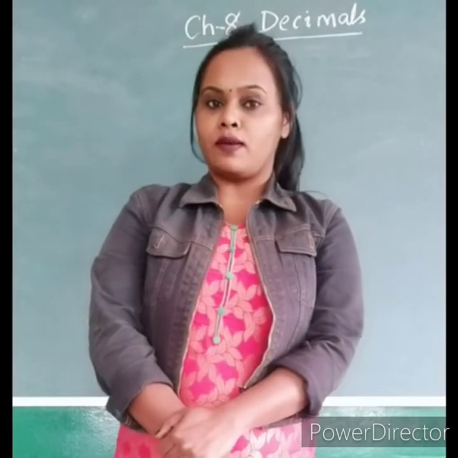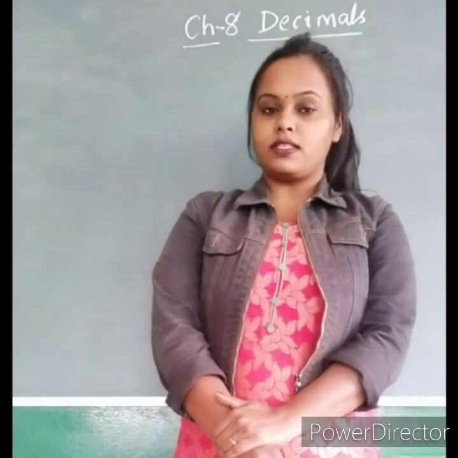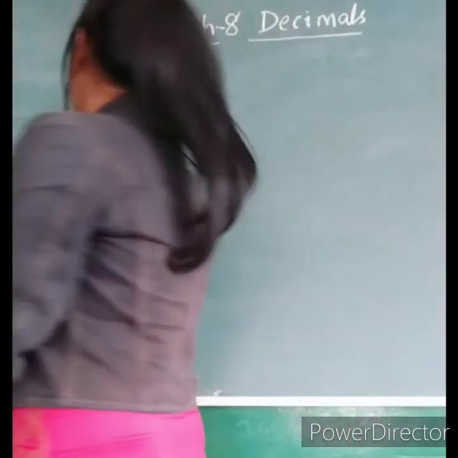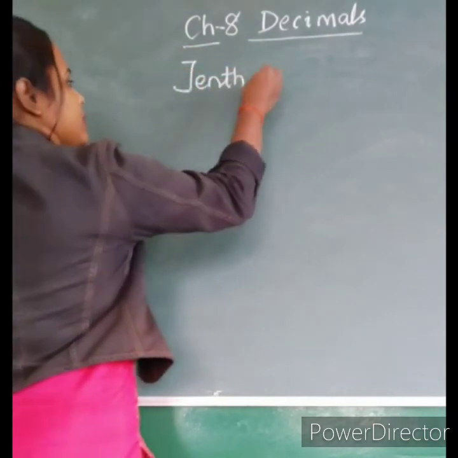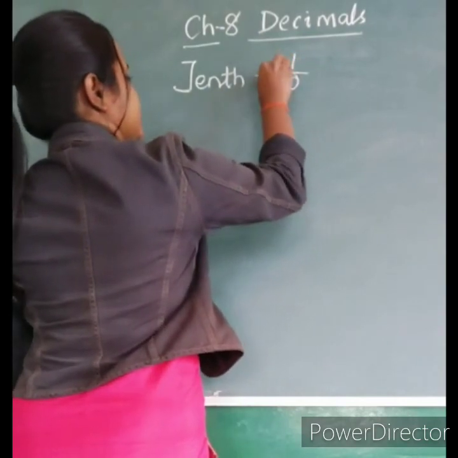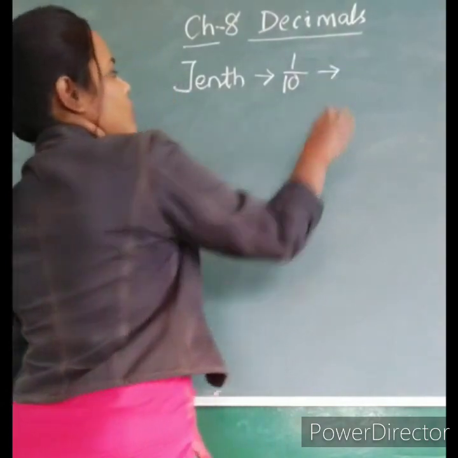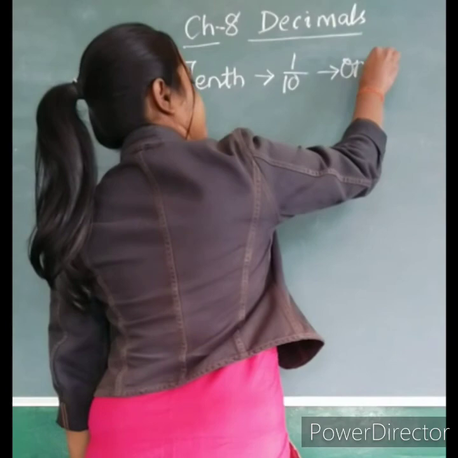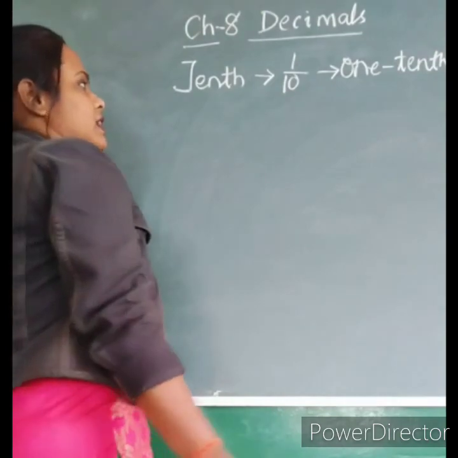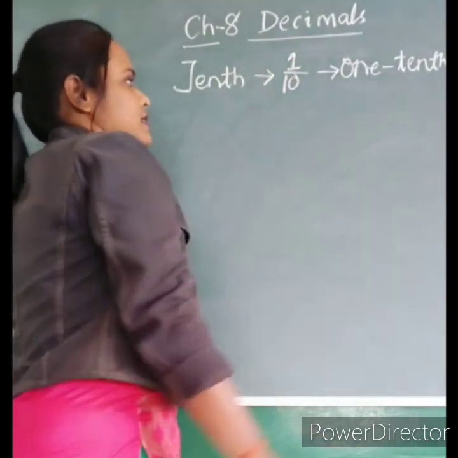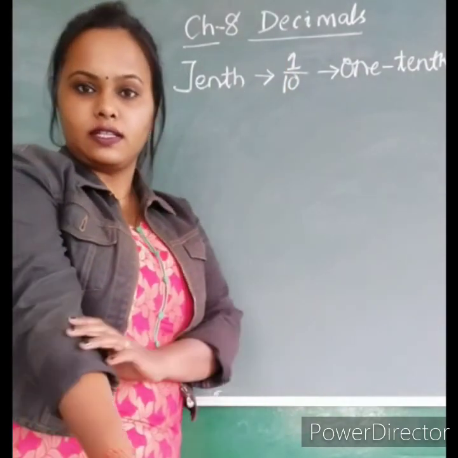Okay children, so now let us learn how to read and write decimals. Today we are going to start with the tenth. As we have already read about tenth, that means 1 by 10. This 1 by 10 we also say as one tenth. The numerator is always set in a cardinal number, but the denominator is always set in an ordinal number.